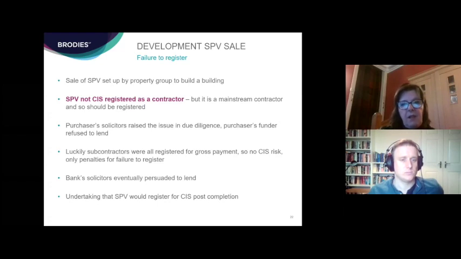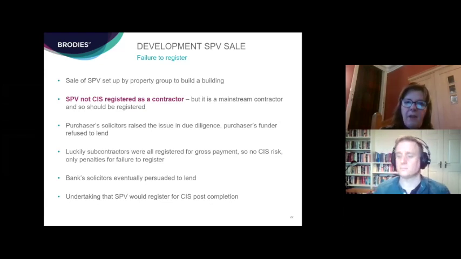So luckily, all the payments that had been made by this SPV were being made to people who were registered for gross payments. So there was no CIS issue, but it took us a long time to persuade the bank solicitors that they should be happy to lend with an undertaking that the SPV would register for the CIS post-completion. So that was a situation where a lot of professional time and expense was spent dealing with the fact that this company hadn't registered under the CIS. So it's well worth checking that you are registered in every situation where you're supposed to be.